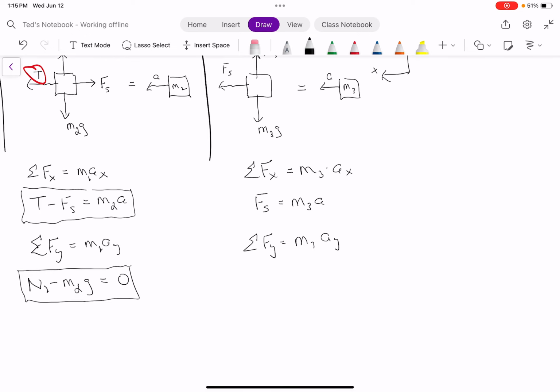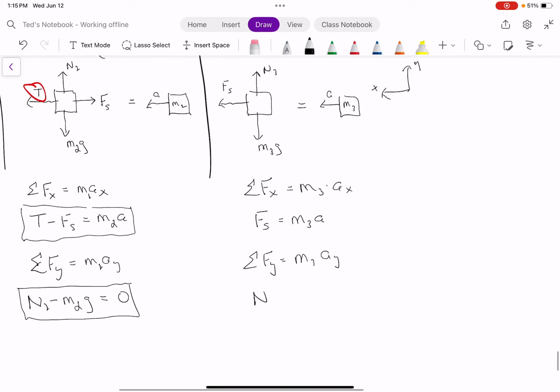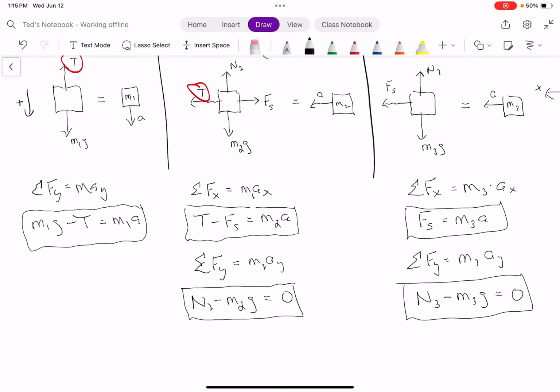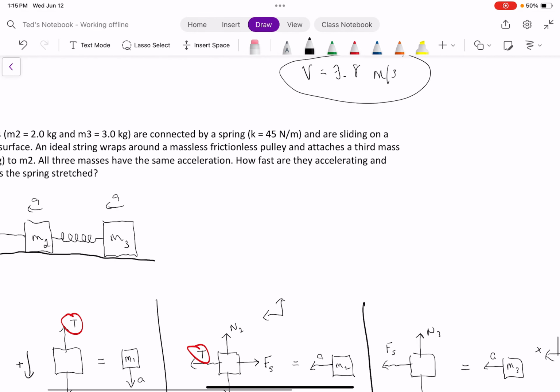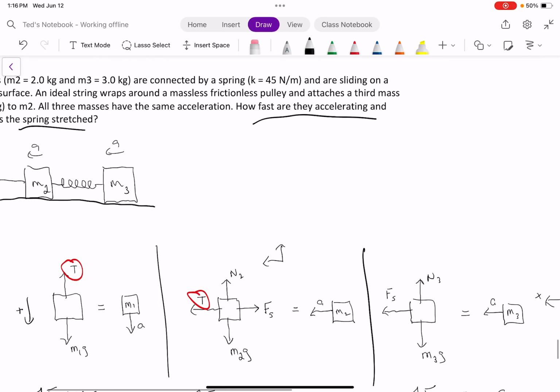And in the y direction, I find out that normal force number 3 minus m3g is equal to 0. And again, I'll put boxes around those little equations because now those 5 equations are going to help us answer the problem. The problem wants us to find how fast they are accelerating and how much the spring is stretched.